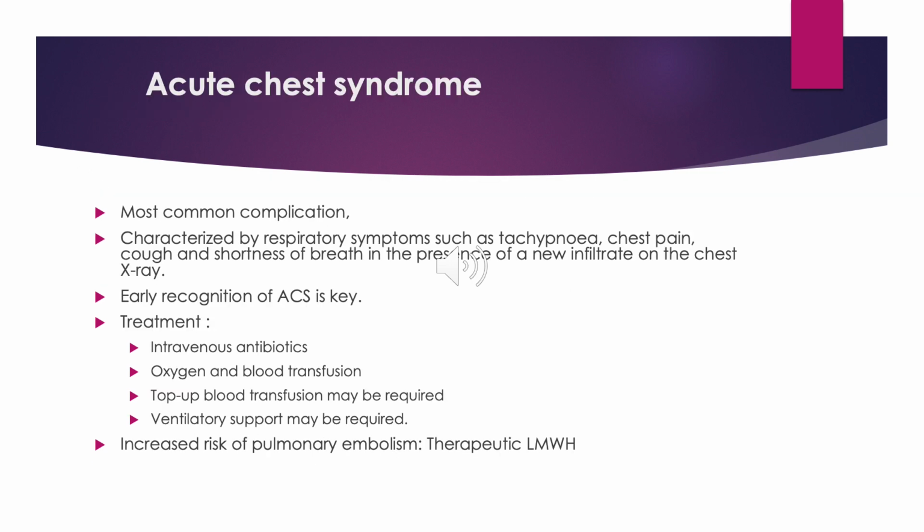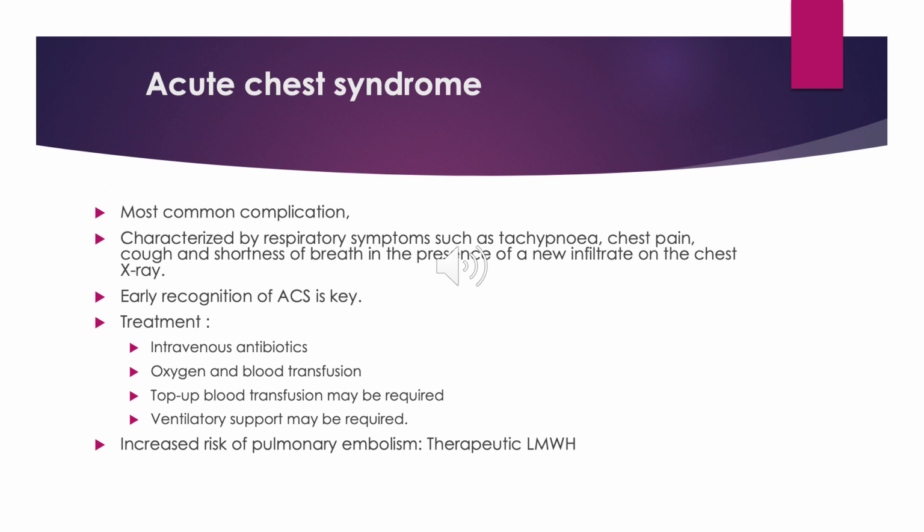Acute chest syndrome. It's the most common complication and most common presentation of sickle cell crisis. It is characterized by respiratory symptoms such as tachypnea, chest pain, cough, shortness of breath, and presence of new infiltrate on chest X-ray. Early recognition of acute chest syndrome is the key for prompt management and avoidance of consequences. And the key for all of that is, any woman who is known to have sickle cell disease presenting unwell, we need to have in our mind that acute chest syndrome is a common complication.